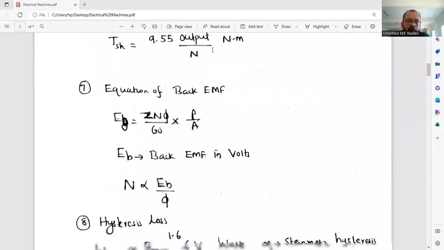So another formula for back EMF, that is EB. So EB is equal to ZNφ by 60 into P by A. The formula will be 100% similar to that of generated EMF. So you can operate the DC machine as a DC motor and a DC generator. If I talk about a DC motor, it is EB. If I talk about a DC generator, that becomes EG. That is a difference. That point you have to remember.